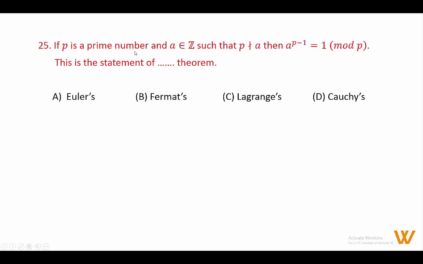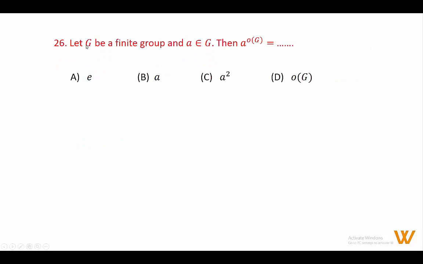25. If p is a prime number and a belongs to Z such that p does not divide a, then a raised to p minus 1 is congruent to 1 modulo p. This is the statement of Fermat's theorem. Answer is option B, Fermat's theorem. 26. Let G be a finite group and a belong to G, then a raised to the order of G is equal to the identity, so the answer is option A, e.